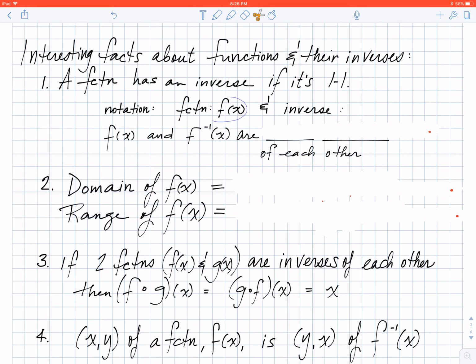We know that the original function has always been called f of x. The way that you write the inverse notation is going to be f with a -1. It looks like a power of -1, but it is not. You would read that as f inverse of x. F of x and f inverse are going to be undo buttons of each other.